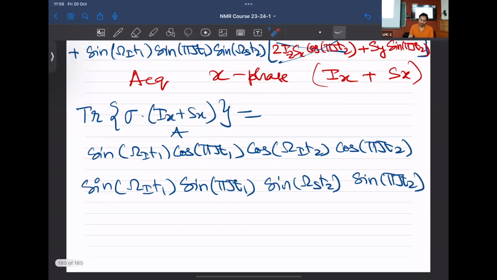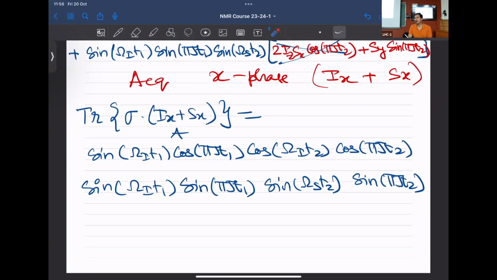So what do we learn from this? Okay, we got something complicated. How do we understand what it is telling us? That's the final spectrum that we need to understand. Take a look at the T1 and the T2 indices that are being present. In the T1 index, you have a sine omega I with a cos pi J T1.